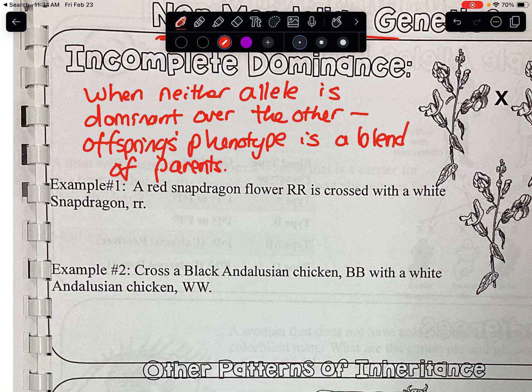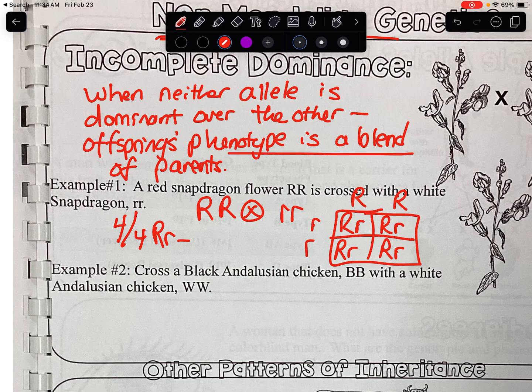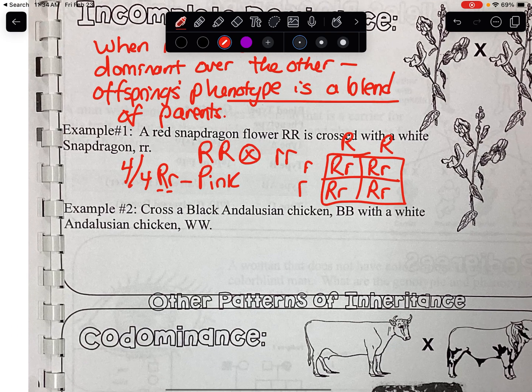So let's do a problem. We're going to cross a red snapdragon with a white snapdragon. They work the same as your little mini 4-box Punnett squares, your monohybrids. But the outcome, here's the key difference, the phenotype. So normally this would be a red snapdragon. However, since the offspring's phenotype is a blend, it's going to be pink because we've got a little bit of red and a little bit of white, and if they blend, it's pink.